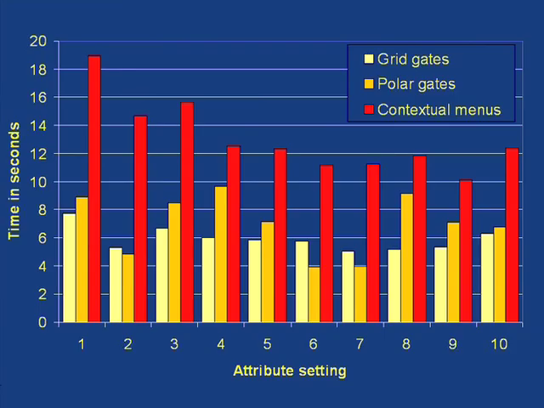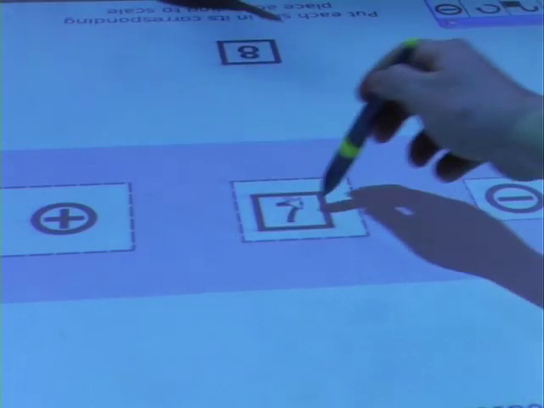Attribute gates showed a clear improvement in terms of time and awareness as compared with contextual menus. Grid and polar gates performed equally well, with grids being faster in general, except for repeated settings because of the polar gate's memory feature. From the trials, it was evident that the gates do satisfy their main design goals of being lightweight interface components, as well as improving mutual awareness.